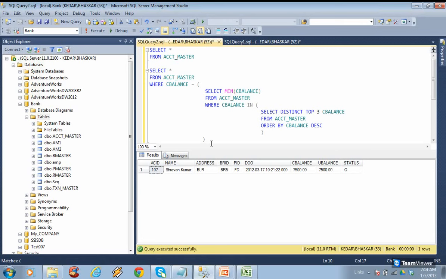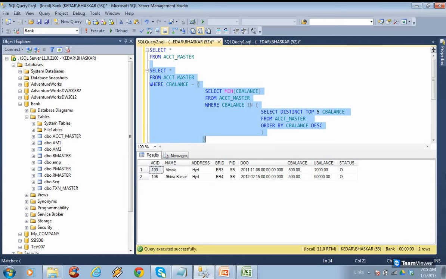Now let us see who is having the top 5. Let's see whether there are duplicates in the top 5. So we have Vimala having top 5. Their balance is equal. So this would work even if you have 2, 3, 10, or 100 people. Is it clear, Arvind?